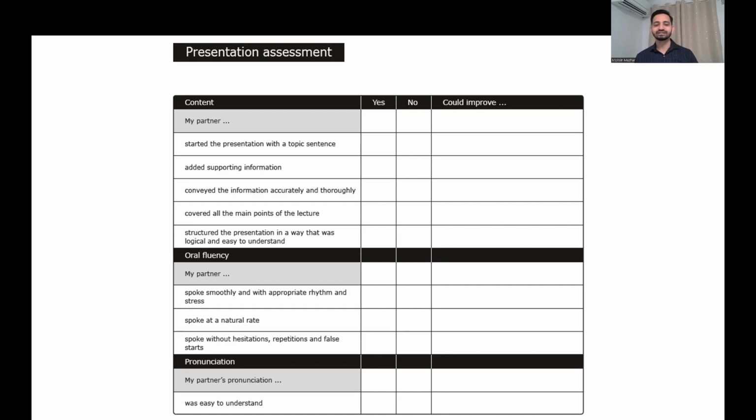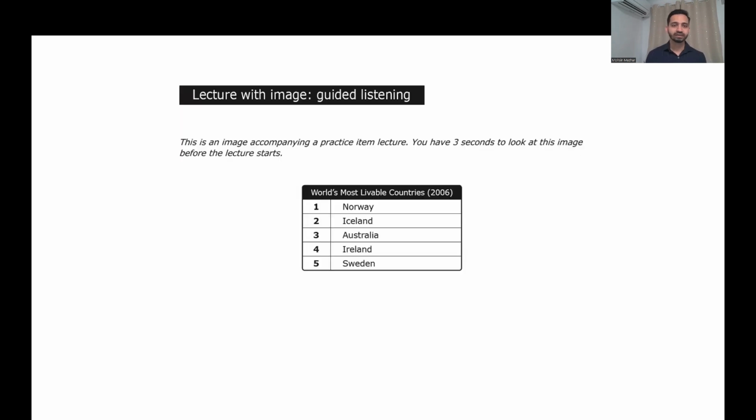Pronunciation should be easy to understand. I know a lot of people have pronunciation issues, but it should be easy to understand. As long as other people can understand you, your pronunciation is okay. So don't worry too much about it. If you have pronunciation issues, please fix that before you go into the exam, okay?